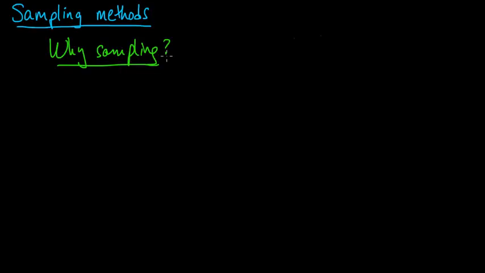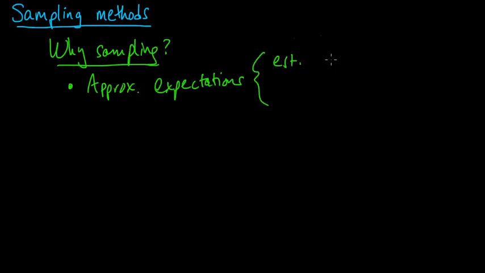So why sampling? Well, the main reason is that it allows us to approximate expectations in a very easy, convenient way. And approximating expectations allows us to do things like estimate statistics. For example, if you're doing some sort of financial analysis, you might be interested in how much money you are going to make, and that would be a statistic over some period of time: how much money you make, what your return is, and you could estimate that.